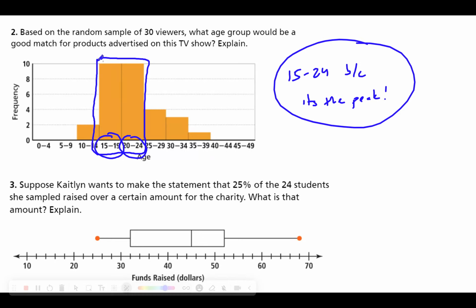And again, because it's the peak, that means it's the most frequent. Remember over here, the frequency tells you how many people fall in that category. So because this bar goes up to 10, there are 10 people aged 15 to 19 and 10 people aged 20 to 24.